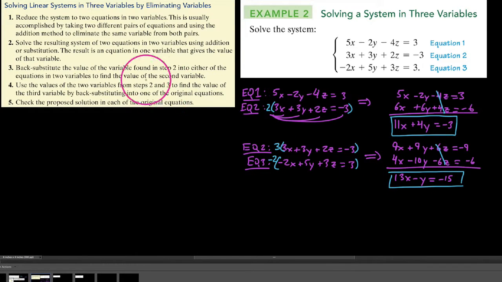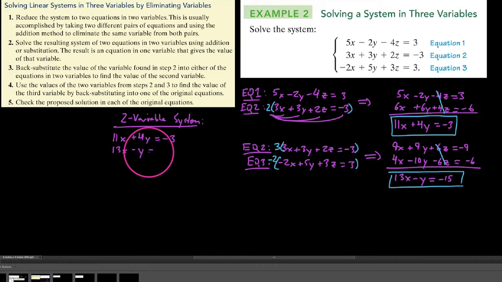Now that we've done this, and this was step 1 here, reduce the system to two equations and two variables. We have two equations and two variables. What I want to do is write our new two equation system over here. So we say two variable system. This is what we're going to write over here in this space. And I would write this traditionally underneath here, but I just want to save this space. And so we would say that our new system looks like this: 11x plus 4y equals negative 3, and 13x minus y is equal to negative 15.